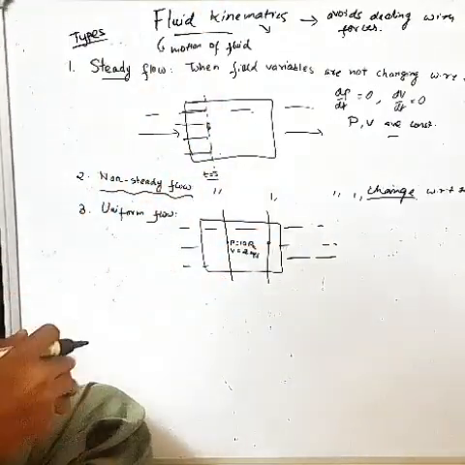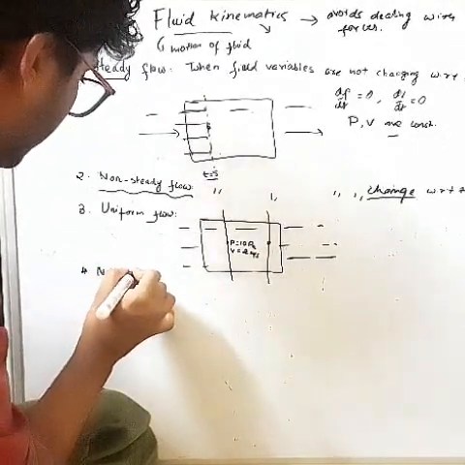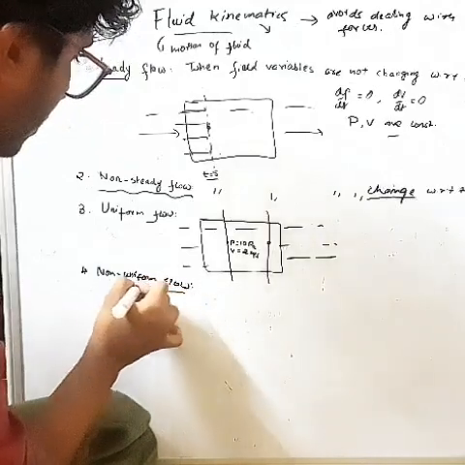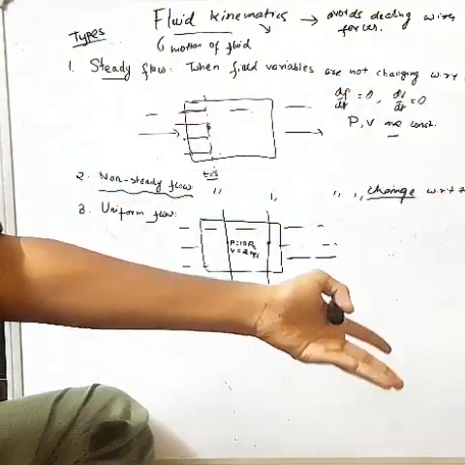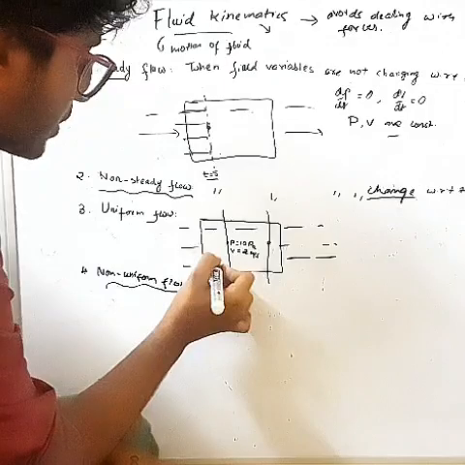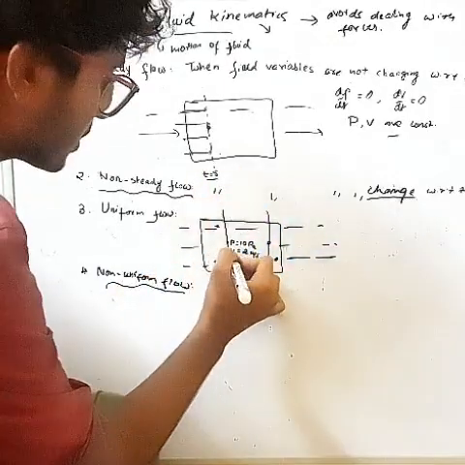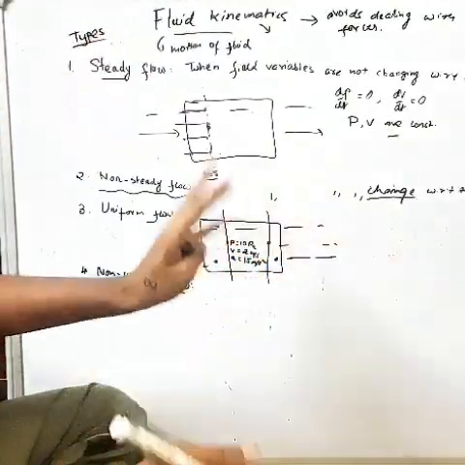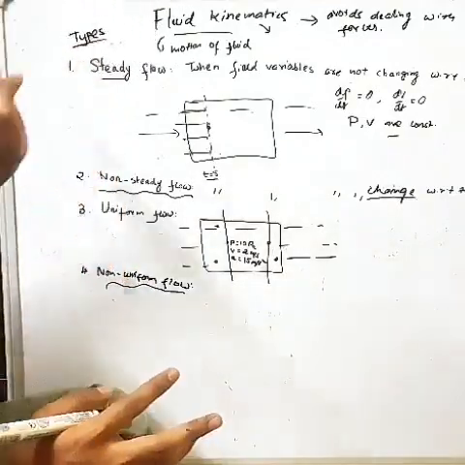Now the opposite of this is non-uniform flow. Here the field variables change with respect to space. The velocity and pressure here, the acceleration here, everything is changing. Acceleration, like if it is 15 meters per second, everything is changing. Okay, nice. So these are the things.